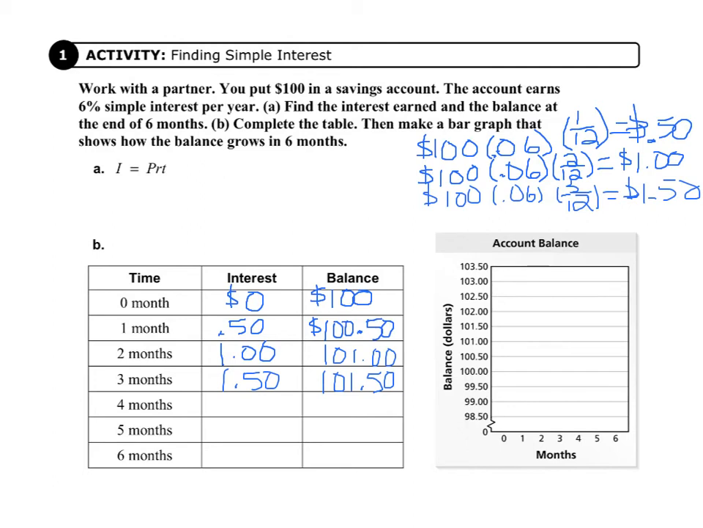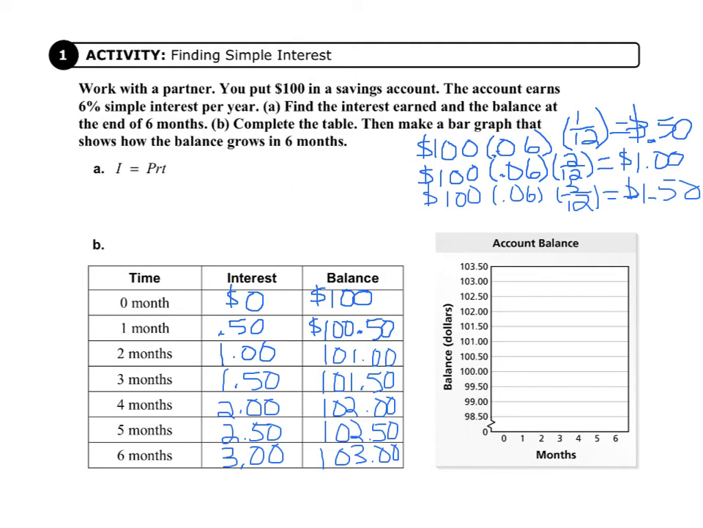At 4 months, we get a total of $2. And so we have a total of $102. After 5 months, we have a total of $2.50. So our balance is $102.50. And finally, after 6 months, we have earned a total of $3 in interest, which gives us a grand total of $103.